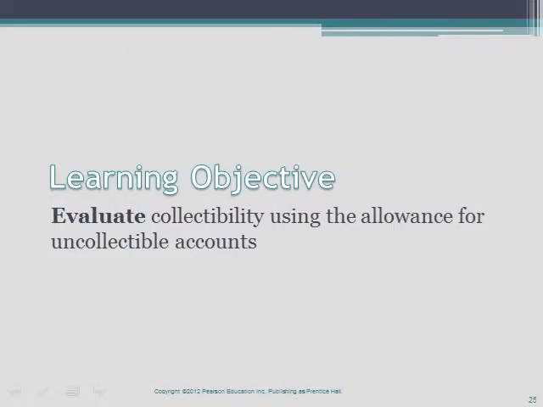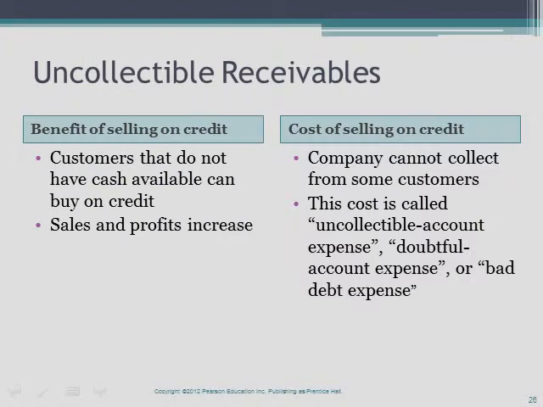Next, we want to talk about evaluating collectability using the allowance for uncollectible accounts. A company gets an accounts receivable only when it sells its product or services on credit. Ideally, the company would collect cash for all of its receivables. However, companies rarely collect all of their accounts receivables, so companies must account for their uncollectible accounts.